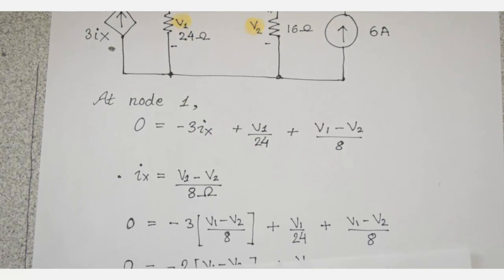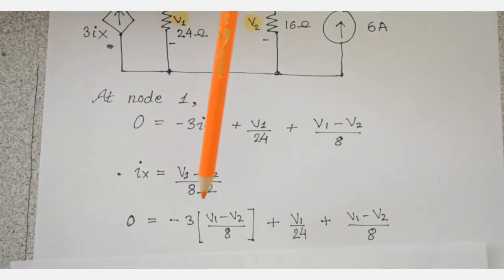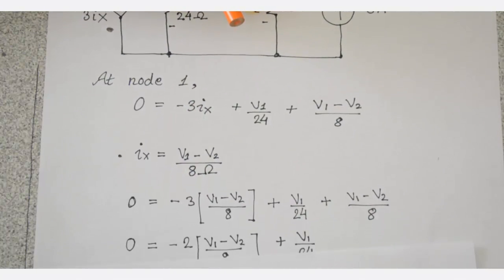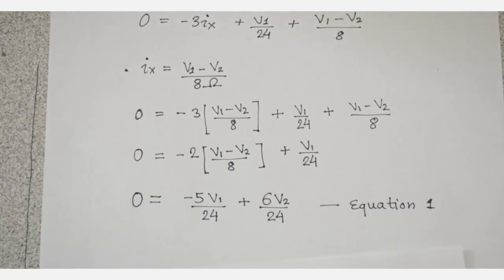Now if we substitute that into our equation for 3ix, and go ahead and solve the algebra, this is our final equation for the circuit at node 1: minus 5v1 by 24 plus 6v2 by 24 equals 0. Now we're going to do the same thing on node 2 and get our second equation. With two equations and two unknowns, v1 and v2, we can easily figure out what the voltages are.